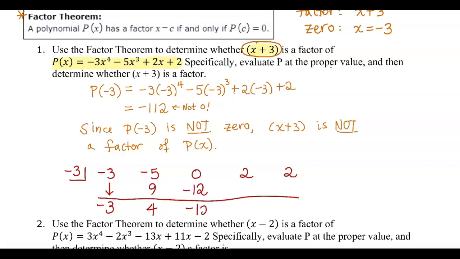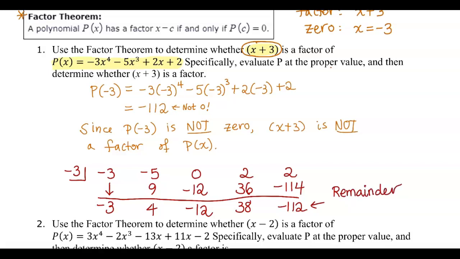Add again and multiply. I must add 36 plus 2 and get 38. And if I multiply 38 times 3, that got me -114. So if I combine them, the remainder came out to be -112. Notice that the remainder did not come out to be 0.